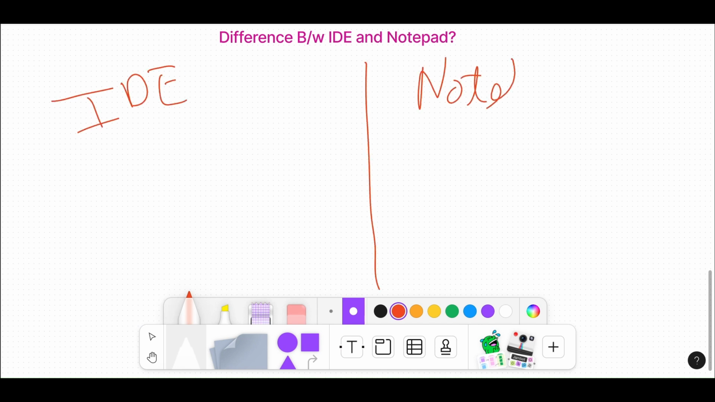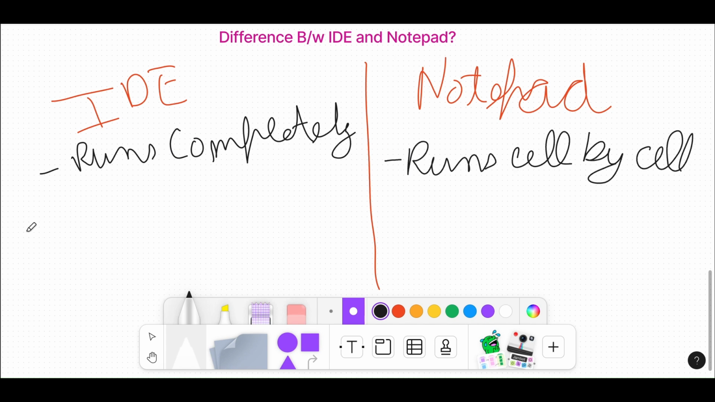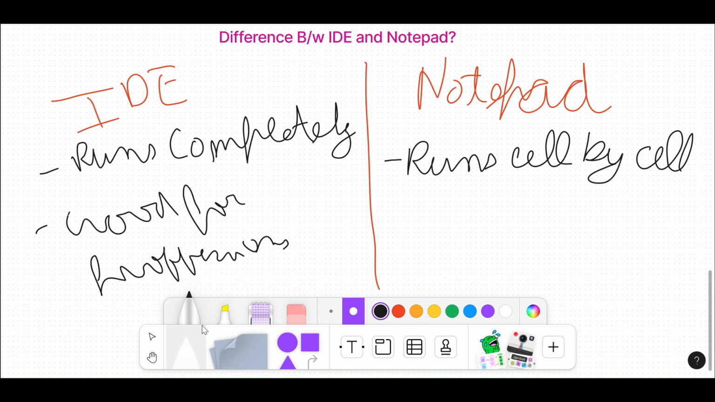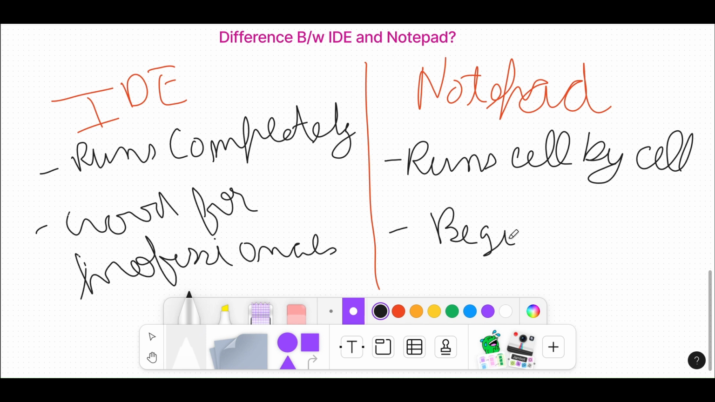Next up, we have the differences between IDE and notepad. Notepad is also something that we use to write code. The basic difference between the two is that an IDE runs the entire file and gives us the output of the entire file, while a notepad runs it cell by cell. I'll show you a demo to make you understand it clearly.